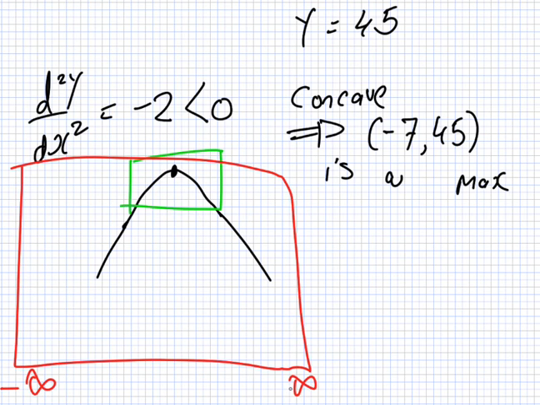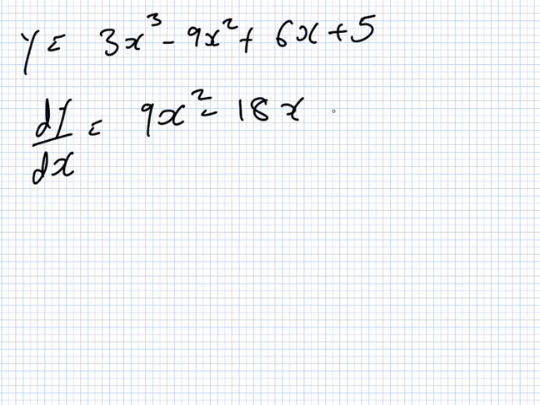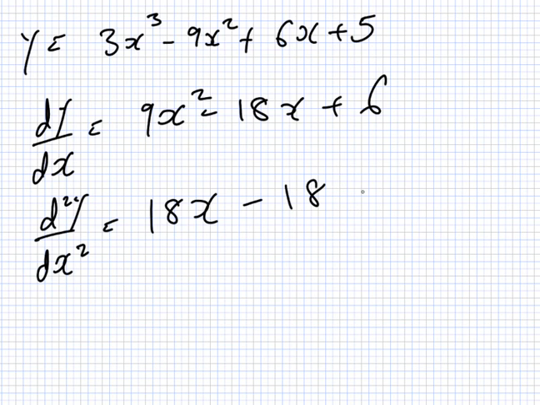Number 3. Can I go down? Yes. So number 3, I actually did one just like it earlier. I want to know where this function is concave. So what's the first derivative here? Well, that's 9x squared minus 18x plus 6. And the second derivative? 18x minus 18. If I want it to be concave, then I want this to be negative. So then what do I know about x?